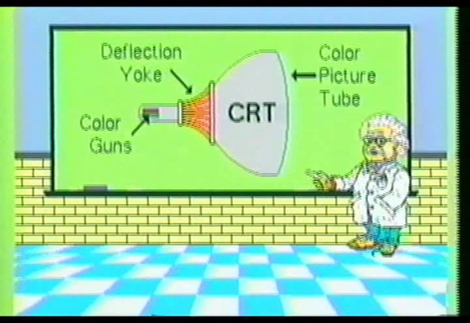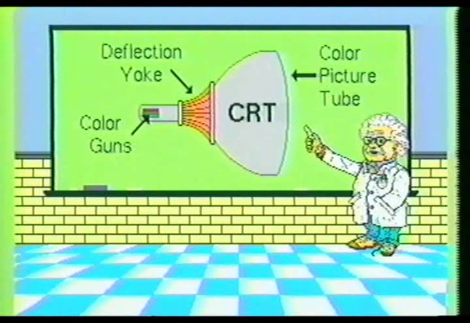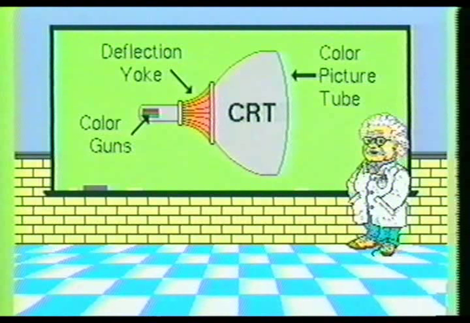The deflection yoke is made up of coils of wire and is located on the neck of the picture tube. Its primary function is to control the electron beams being emitted by the color guns to ensure a proper scanning sequence on the face of the picture tube.